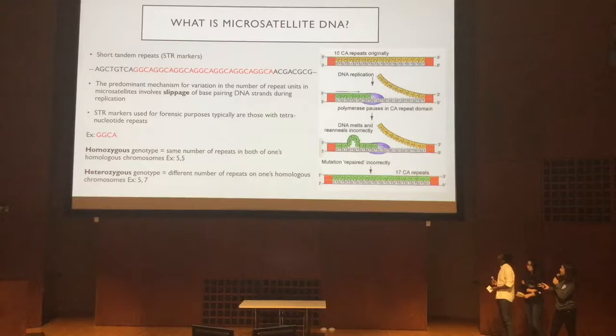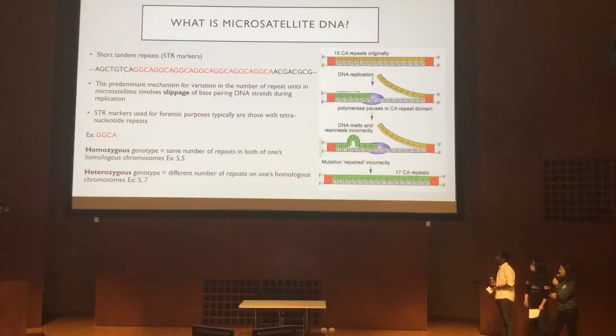Over here you start with 15 CA repeats, and then when DNA is replicated, the polymerase comes in and it's replicating normally, and then it pauses in the repeat domain, and then when the DNA melts, it'll reanneal incorrectly, and so you see over here there are some extra repeats. Then when the mutation is repaired, it's going to be repaired incorrectly, which will lead to 17 repeats versus the 15 that you started with. So that's how you get more and more repeats.